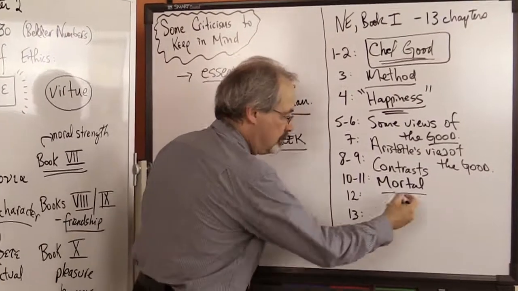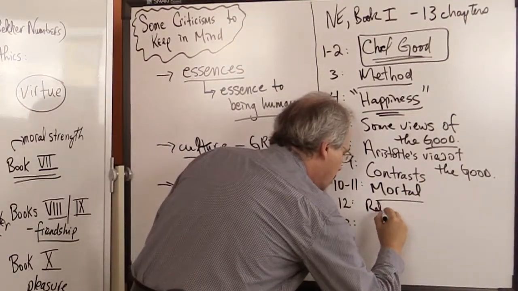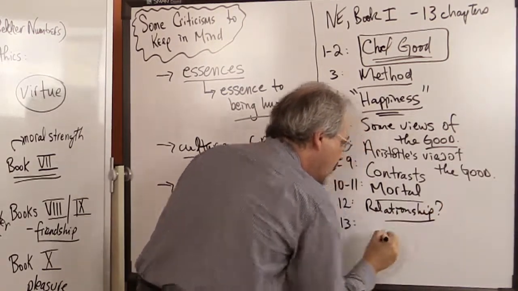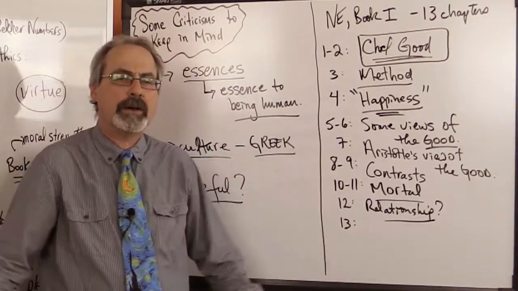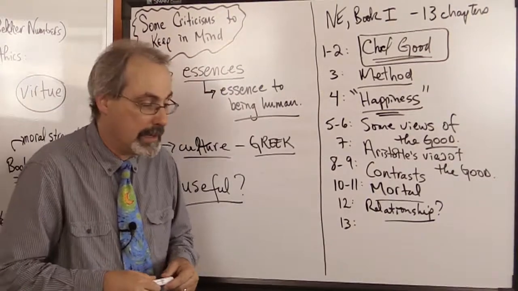Chapter 12, and what we are vis-a-vis happiness. Chapter 12 is what should our relationship be to eudaimonia? Is it something to praise, to glorify? How should we think of it? How should we think about it in terms of our lives?